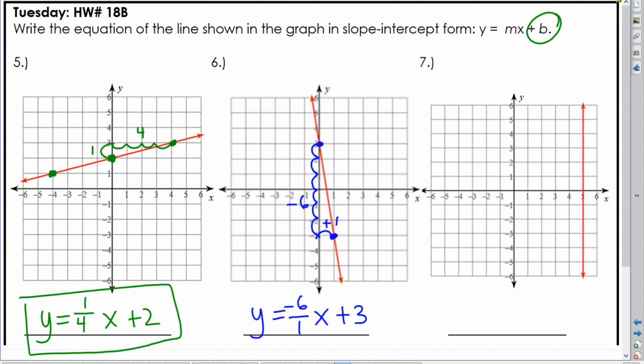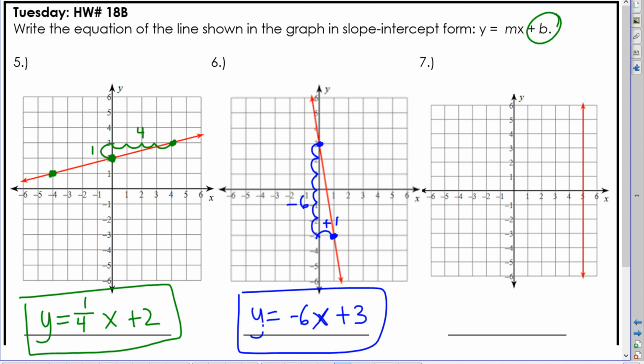So this is a good answer. y equals negative 6 over 1x plus 3. But we could reduce this, right? We could write this a little simpler by saying just negative 6 and leaving that invisible 1 denominator off. So that's the best answer.